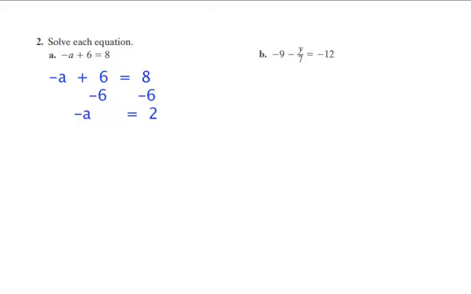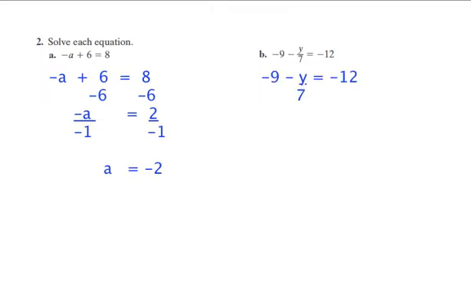At this point, there's a lot of people that think they're done with the problem, but you're not. Because we have that negative sign in front of the a, that's actually telling us negative 1a equals 2. So to get rid of that negative sign, we're going to have to divide both sides of the equation by negative 1. On the left-hand side, the negative and negative 1 cancel each other out, so you're just left with a. On the right-hand side, 2 divided by negative 1 is negative 2.